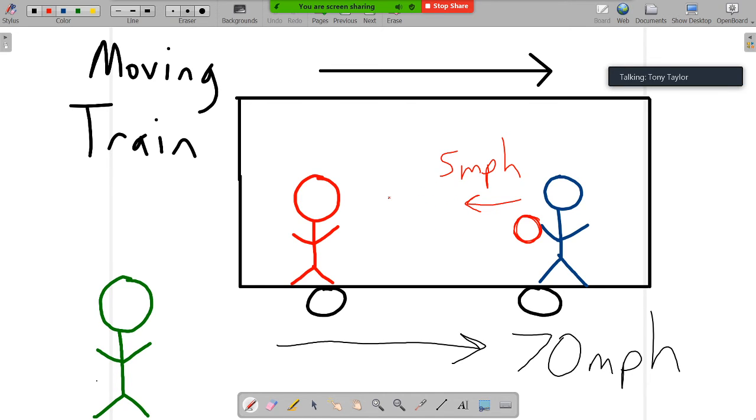Okay, so here's the key point that I want you guys to realize here. Notice how, depending on your frame of reference, you can observe things with very different points of view. The people inside the train, they see the ball moving at 5 miles per hour toward the left. Okay. However, the person outside the train, he sees the ball moving at 65 miles per hour toward the right. So depending on your frame of reference, not only can you disagree on how fast an object is moving, two observers can disagree on the direction an object is moving.